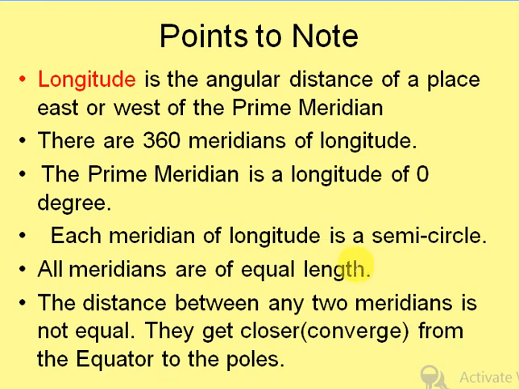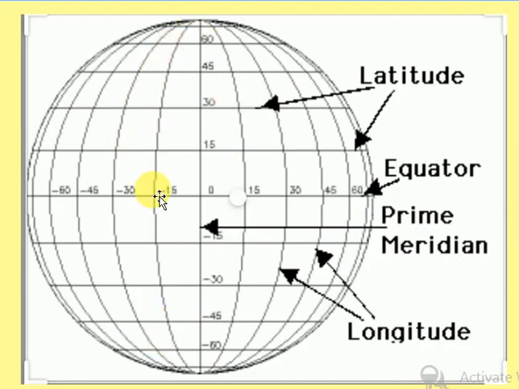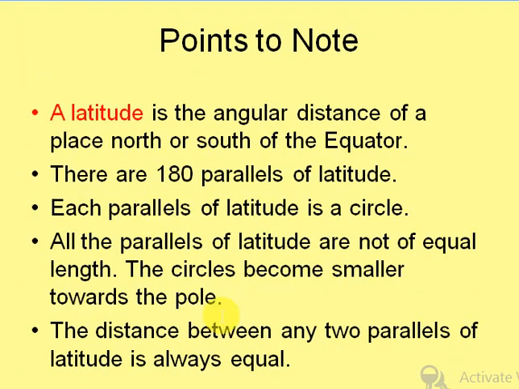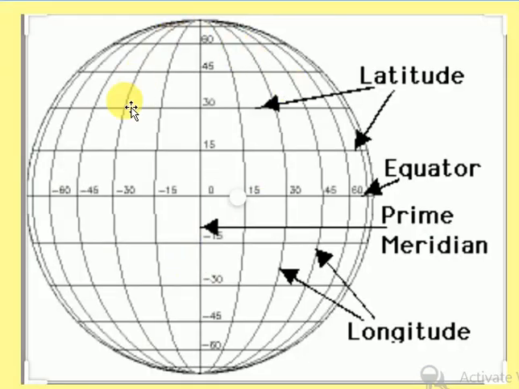Each meridian of longitude is a semicircle. So each meridian of longitude, you will find it from this pole till here only. So it is a semicircle. In case of latitude they were making a full circle, but here in case of longitude it is a semicircle. All meridians are of equal length. Again you can say that all meridians are of equal length.